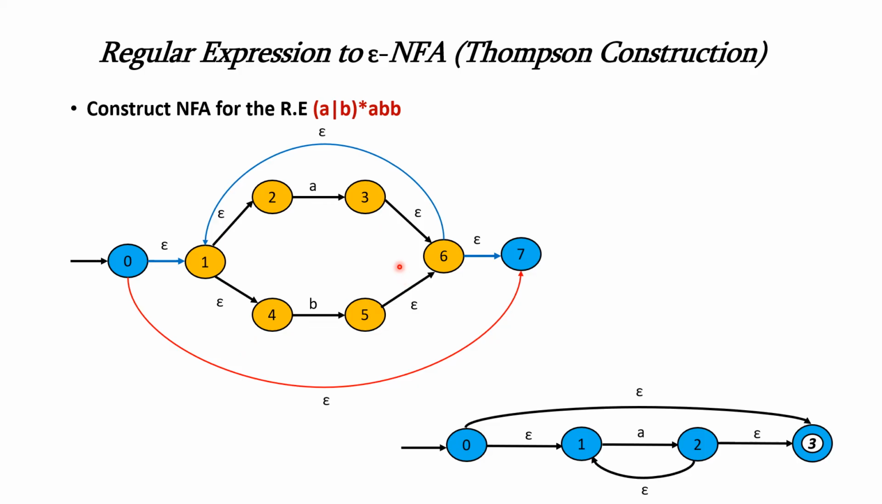Next we have to concatenate this (A or B) closure with A followed by B and B. This can be represented as 7 to 8 is A, next B, and then finally B. So totally we have 11 states. Here 0 is the initial state and 10 is the final state.